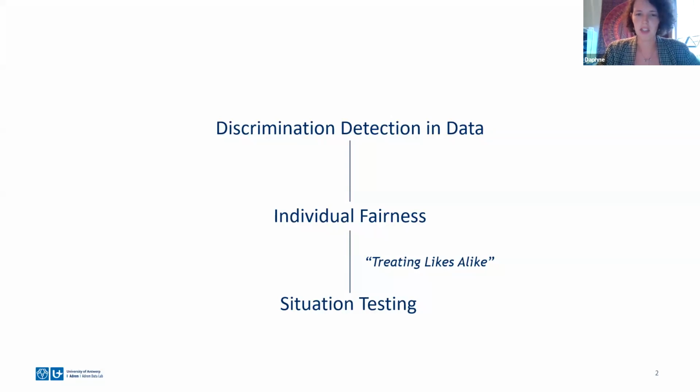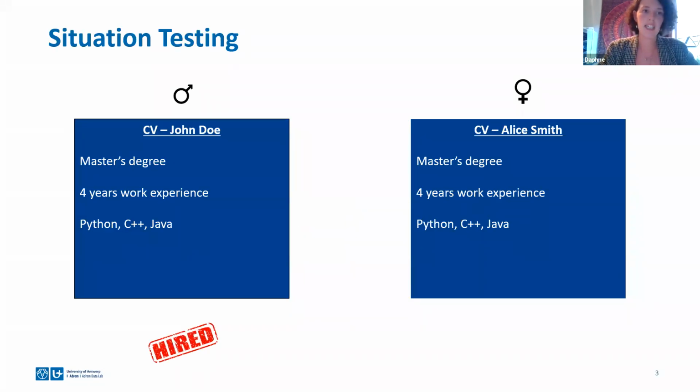So this is a bit of a different approach to fairness than these group measures of fairness that have been talked about earlier. But one way to achieve this individual fairness, or at least study it, is situation testing. It's a methodology that is based on the principle of treating likes alike. To explain a bit more, situation testing actually comes from the life sciences. So say we just want to see whether a company might be discriminating towards females.